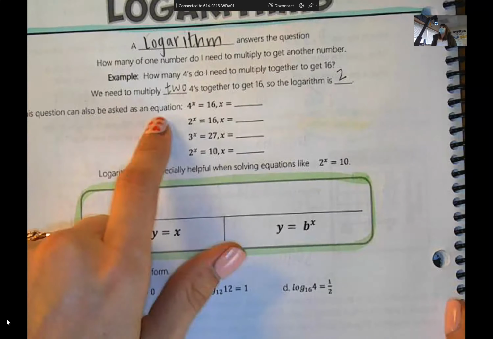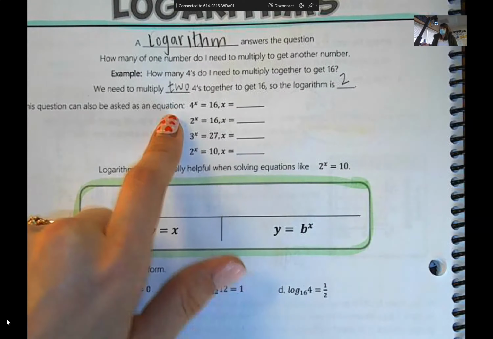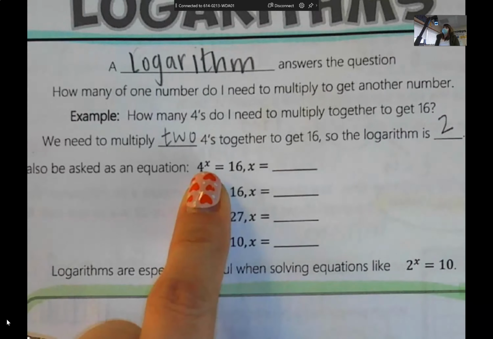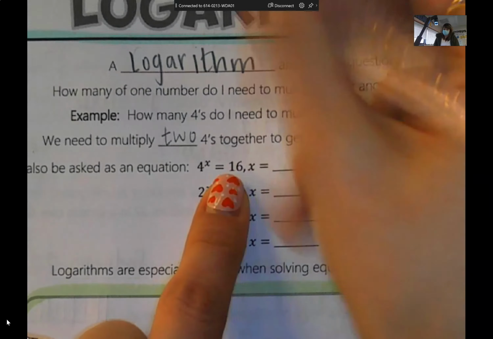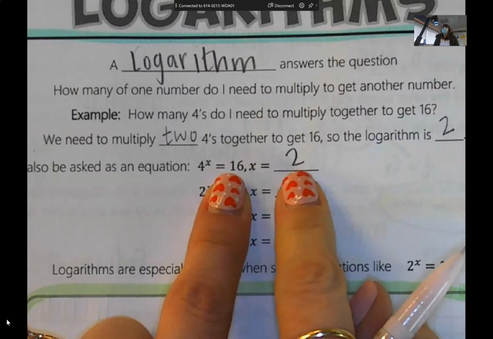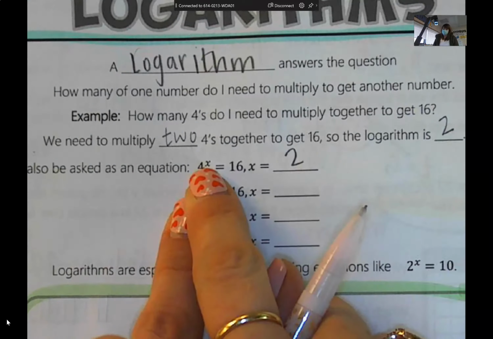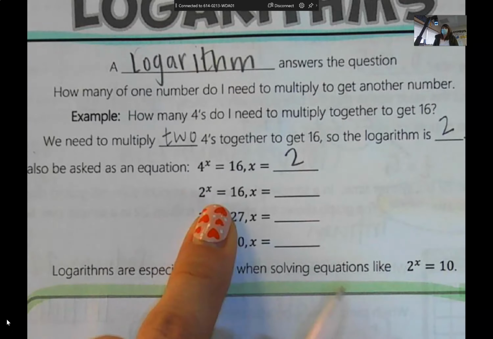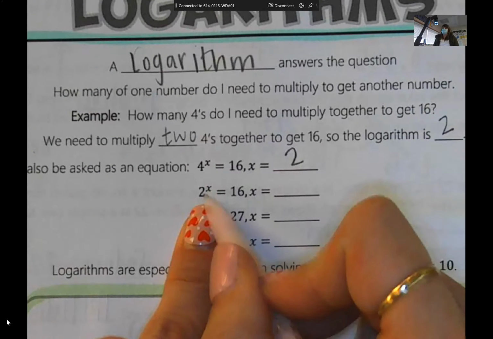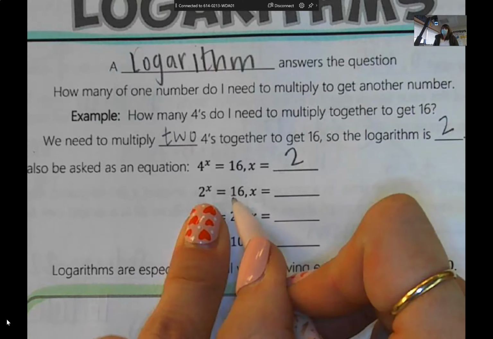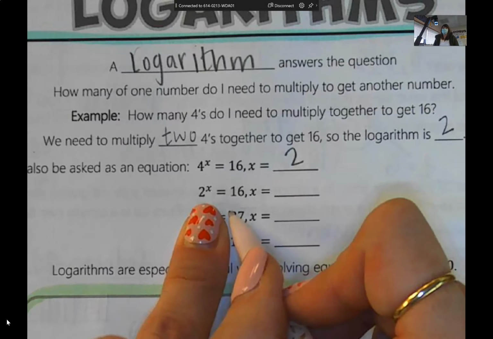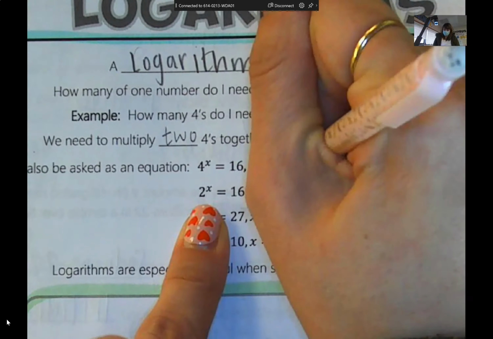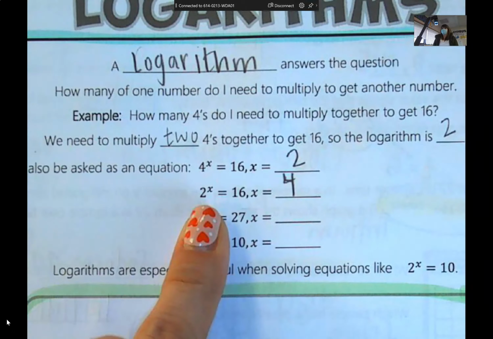You can also be asked this question in an equation form. So the equation form is, how many times do I multiply 4 together to get 16? You guys told me that was 2. So x is 2, because 4 squared, or 4 to the 2, is 16. Okay, how many times do I have to multiply 2 together to get 16? 4. So 2 times 2 is 4, times 2 is 8, times 2 is 16. So this one is 4. The logarithm is 4.